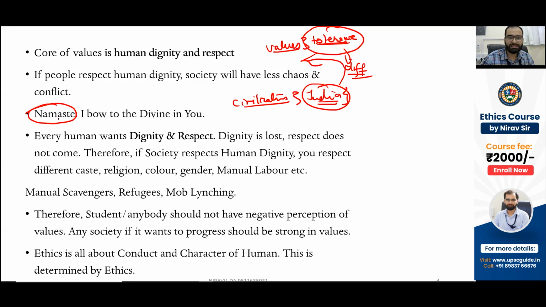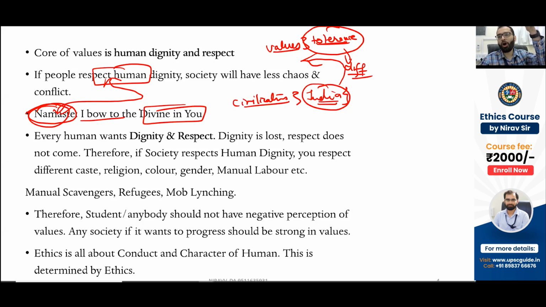And one of the examples is namaste. What do we mean by namaste exactly? Namaste is the greatest sign of human dignity and respect. We say that I bow to the divine in you. What does that mean? We consider that there is a soul in each and every human being, and that soul is the representation of God.